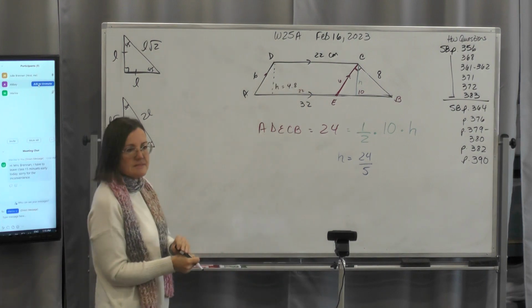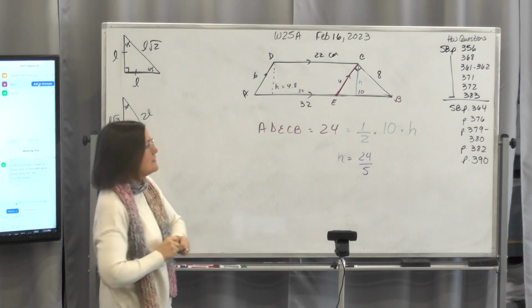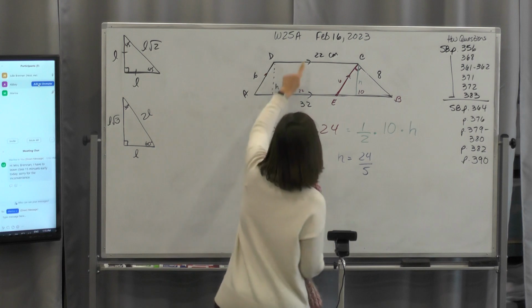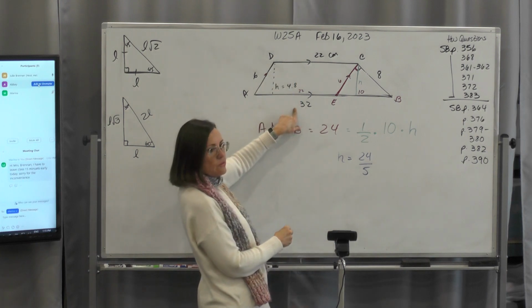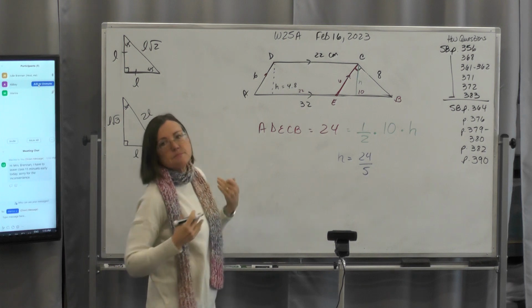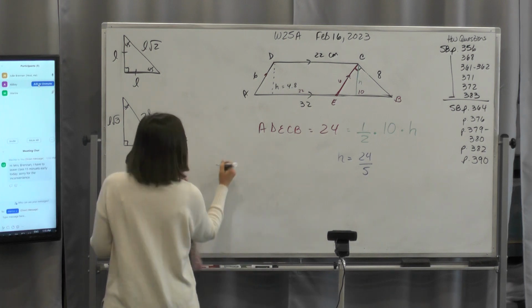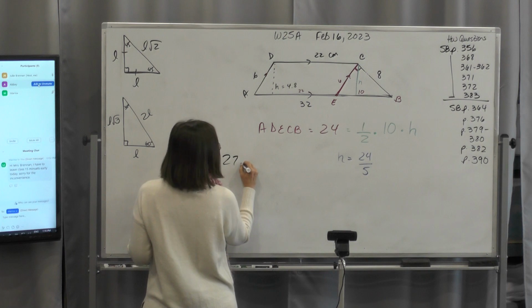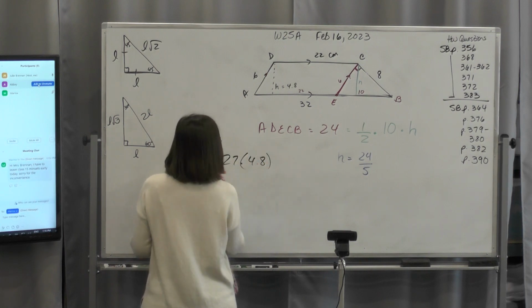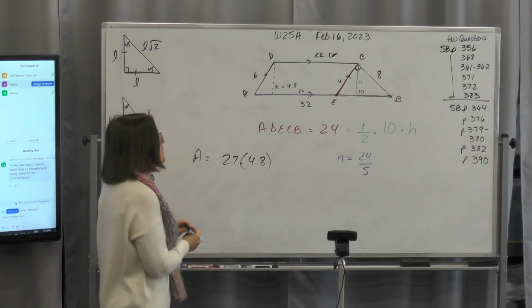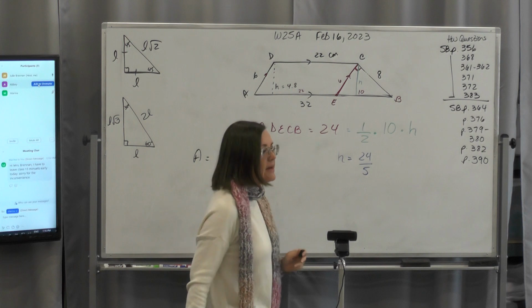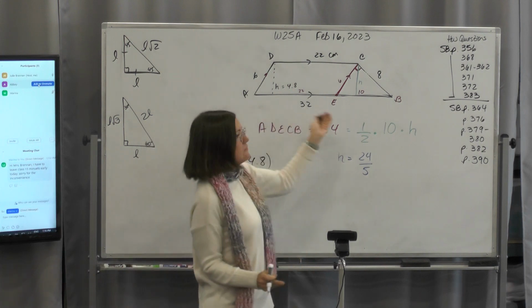What's the mid-segment? 27, the average. You're right, you get 22 and 32, or 54, divide it in half. Remember, the area of a trapezoid is the mid-segment times the height. So if I get 27 times my 4.8, I'm going to get the area. You can take the area of the parallelogram and add the other triangle. You could do that, but I'm just doing the area of the whole trapezoid.